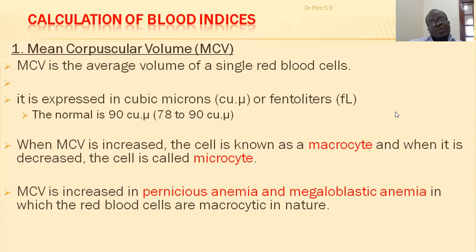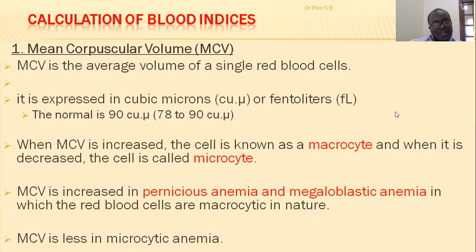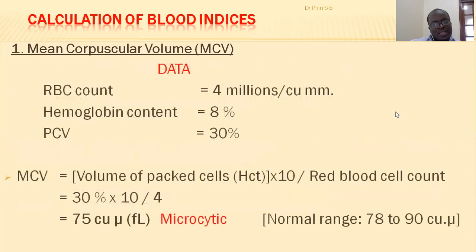Remember, during erythropoiesis, there is a change in size. As the cells are developing, there's a decrease in size. So if these cells are not maturing, you'll find that they will maintain a bigger size. So there will be more macrocytic cells. Then, like I said, when the MCV is less, this is referred to as microcytic anemia, as opposed to the macrocytic nature of anemia.